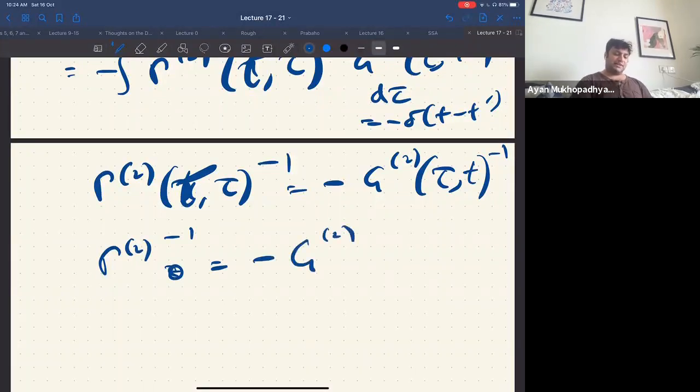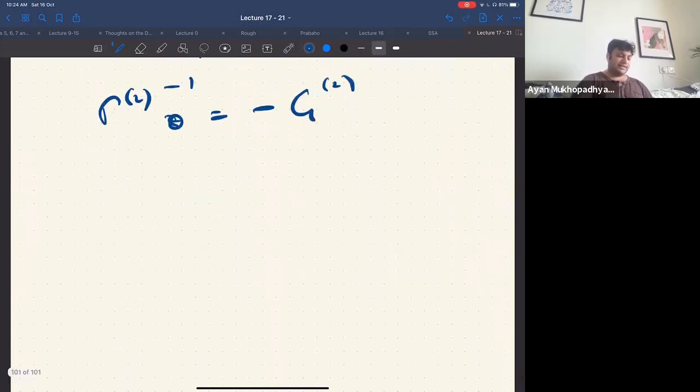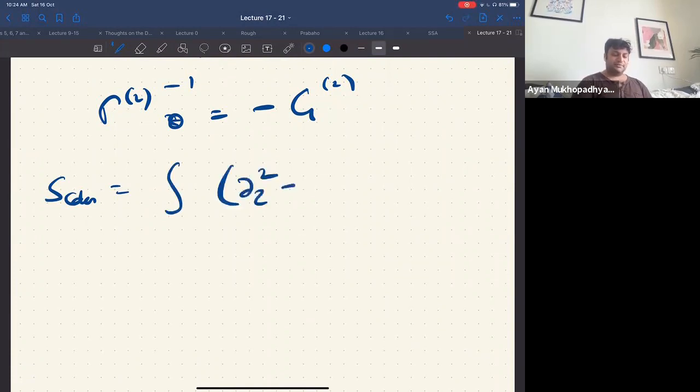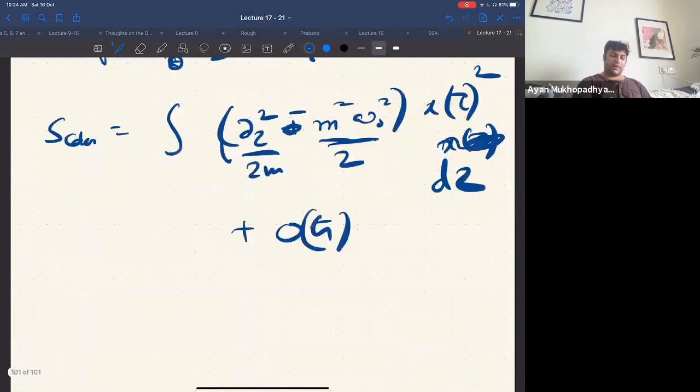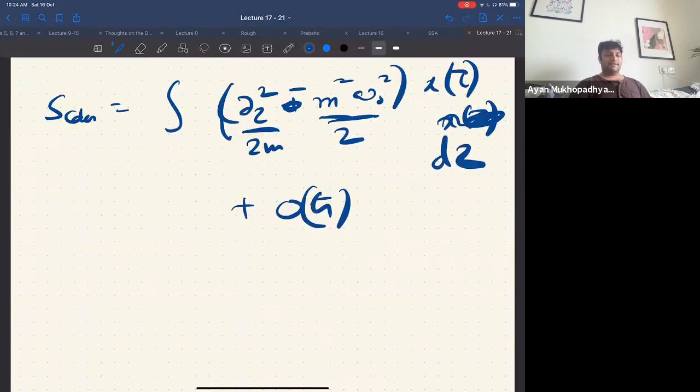So what does it actually mean? Normally, when you write a classical action, what is Γ2? The classical value of Γ2 is as follows. You can write it in this way: it is ∂τ² plus m² ω0², sorry, minus m² ω0². And here probably ∂τ² by 2m, m² ω0² by 2, x(τ)², or x(τ)² dτ, plus order ħ. So now your propagator is simply the inverse of this, right? So basically it's the inverse of ω0², sorry.